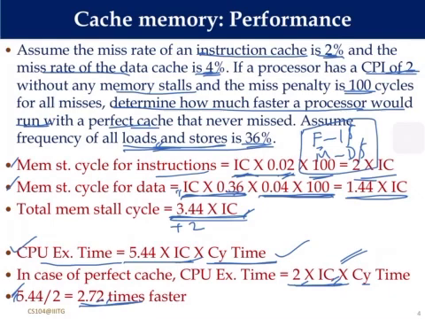Now the point is, you can see that it is a factor of 2.72. The perfect cache would run 2.72 times faster even if the miss rates were only 2% and 4%, so it's not much. Even if we are incurring only 2% and 4% misses, it is the other way around, it is 2.72 times slower.